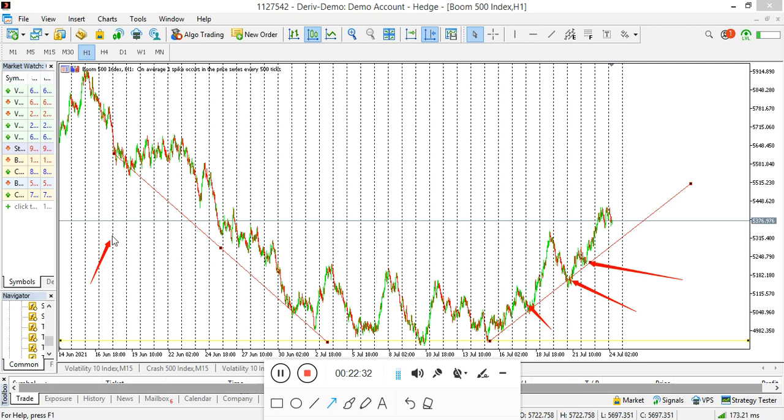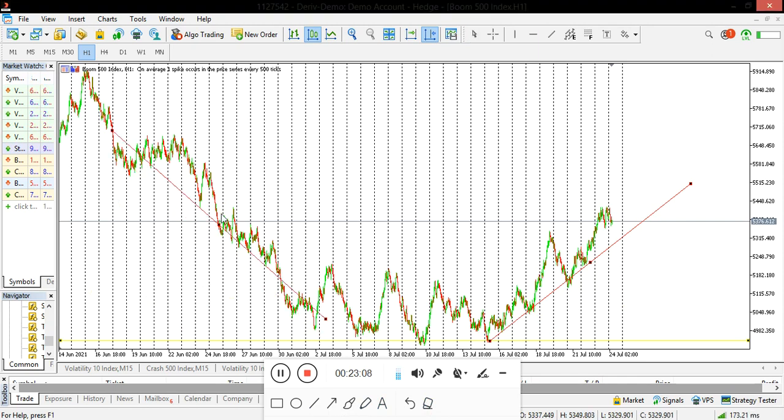The same thing is applicable here. Here is an entry. Of course, here is another entry, and here is another entry. Each time they come to your dynamic support or resistance, you enter. Remember, when it is in an uptrend, we draw our trend line under it. When it's in a downtrend, the trend line should come up. In a downtrend, your trend line is expected to be at the top like this.